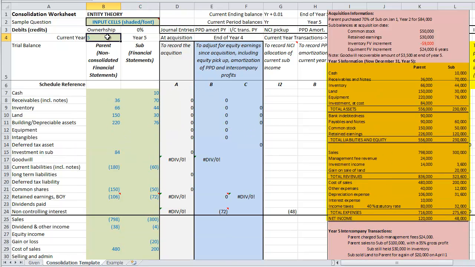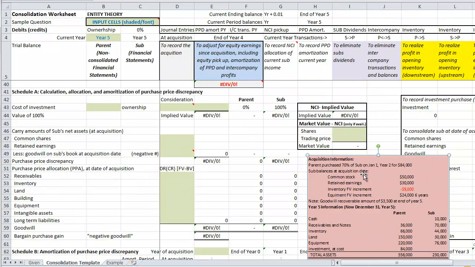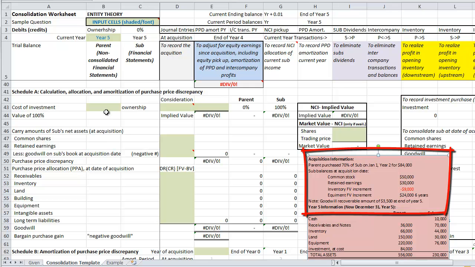We input 5 into the cell at the top, indicating that the current year is December 31st of year 5. We're now at Schedule A, which is where we input the information about the parent's acquisition of the subsidiary. So here in the first cell, our ownership percentage is 70%.